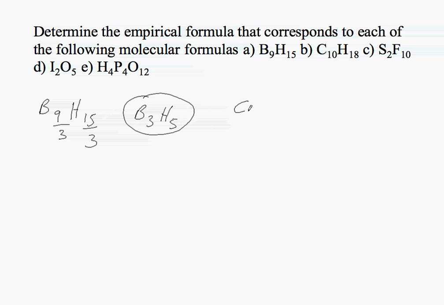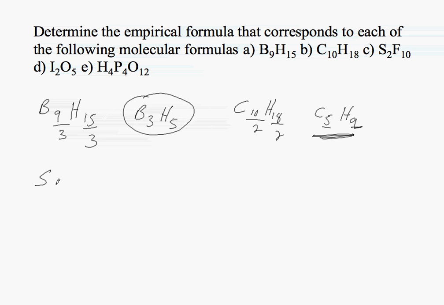Here we have C10H18. Is it divisible by anything that can go into both of them? The answer is yes. That number will be 2. So the empirical formula would be C5H9. This number here cannot be divided into 5 and 9. There is no number that can be evenly divided into both of those. Let's look at the next one.